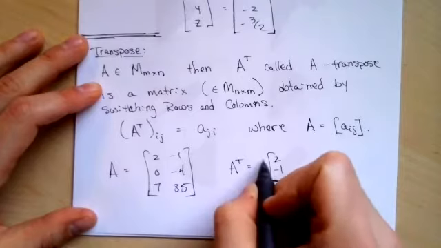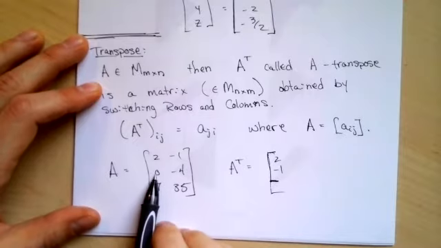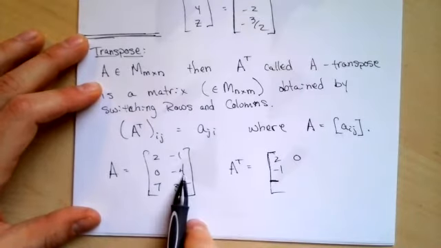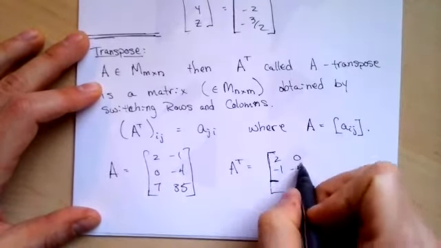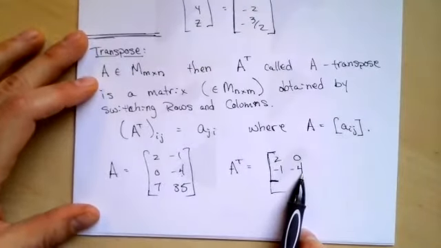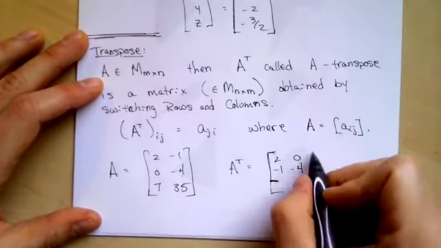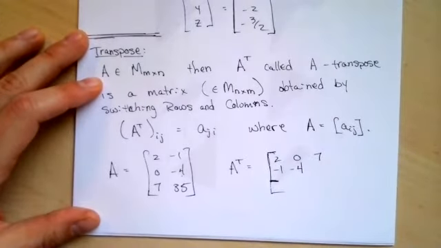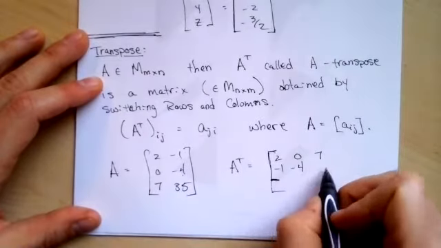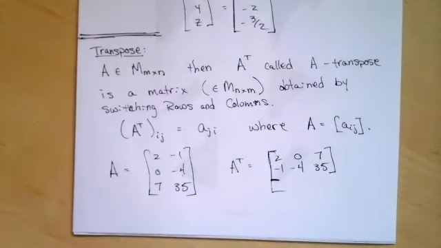And so I made it a little too long. Should be wider now. And then the 0 is in 2, 1. It's going to go to 1, 2. Minus 4 is in position 2, 2. So if I flip the 2, 2, still in position 2, 2. Here I'm in position 3, 1. So it's going to go to 1, 3. And then the last one, 35, position 3, 2, going to go to position 2, 3. So that's all there is to taking a transpose.